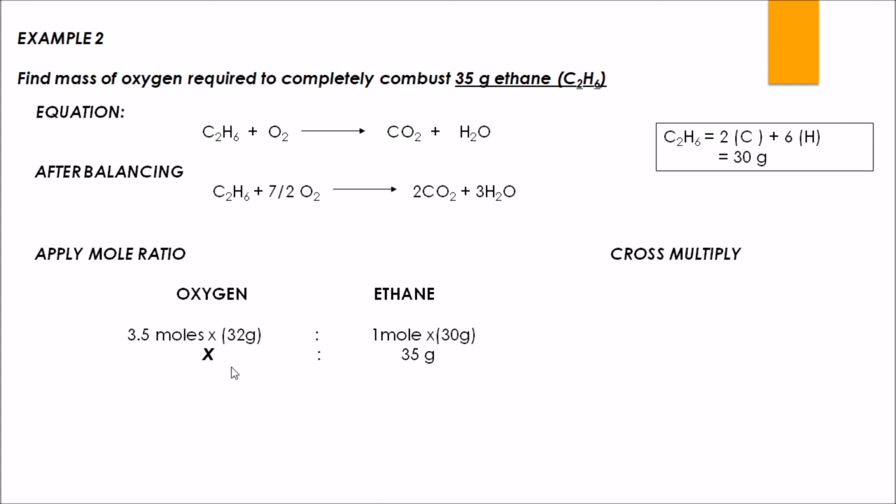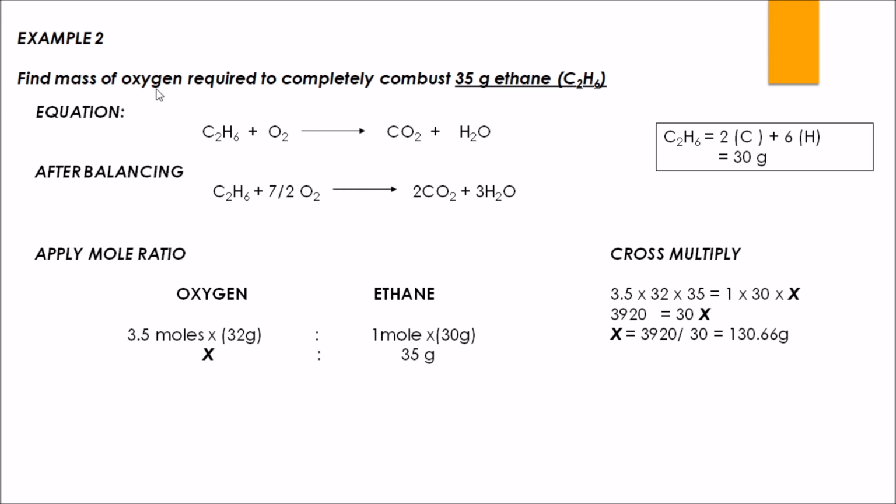Now we simplify by cross multiplying these values. 3.5 multiplied by 32 multiplied by 35. On the other hand, 1 multiplied by 30 multiplied by x, which comes on the opposite side, so it is 1 into 30 into x. We cross multiply all the values and find the products. This gives 3920 equal to 30x. To find the value of x, we shift the 30 to the opposite side, so it divides 3920, and we get 130.66 grams, which is the value of x.